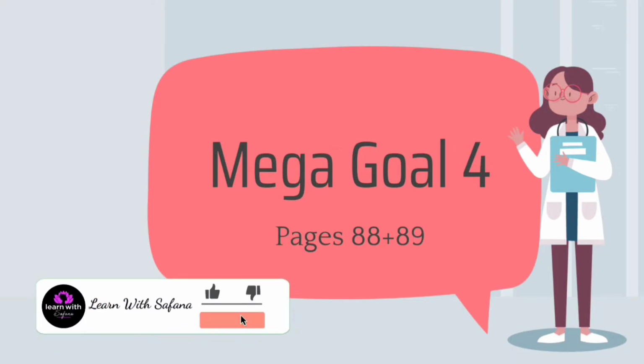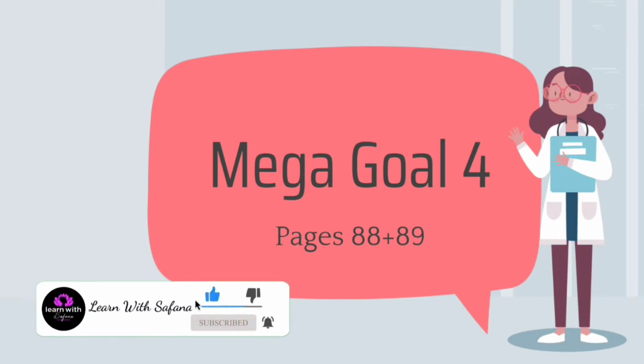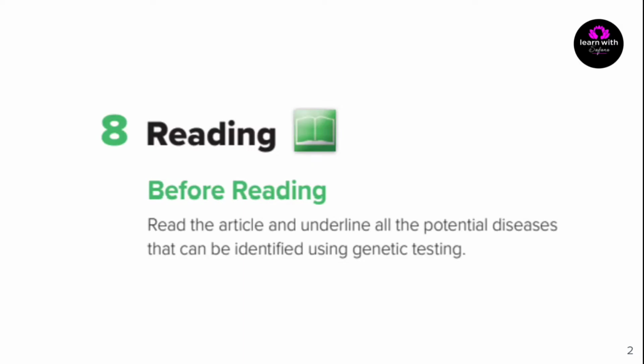The title of our lesson today is Middle 4, pages 88 plus 89. نفتح صفحة 88 عندنا number 8 reading. Before reading, قبل القراءة, read the article and underline all the potential diseases that can be identified using genetic testing.